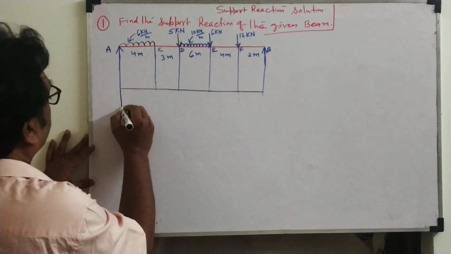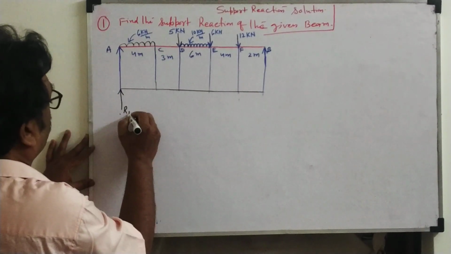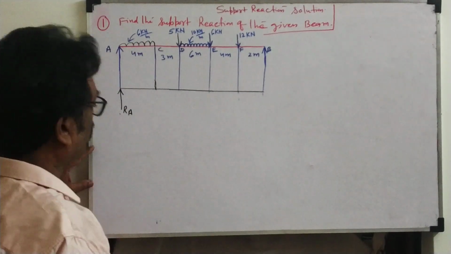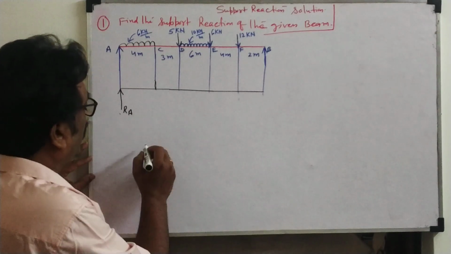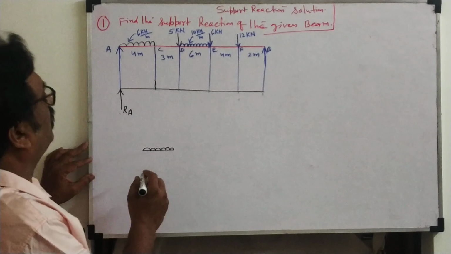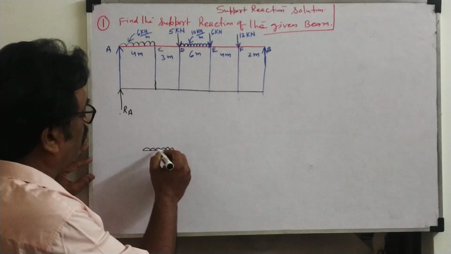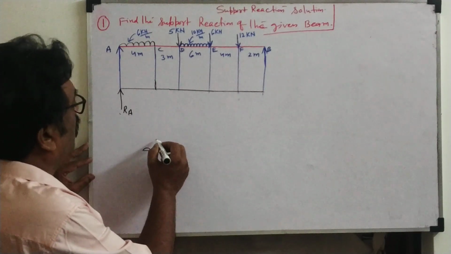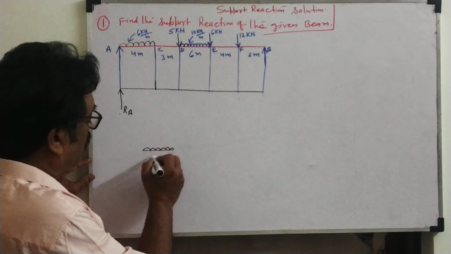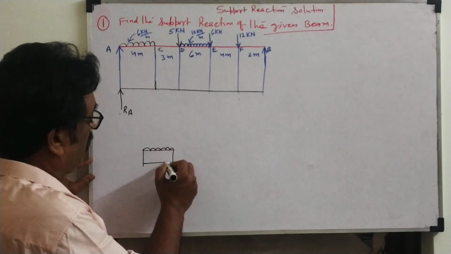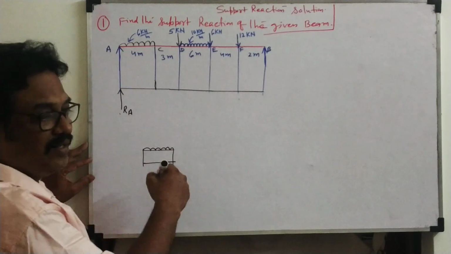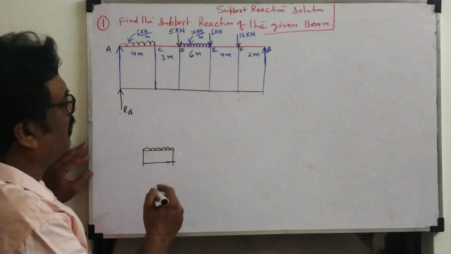So this is RA, the support reaction at point C. In between, a UDL is there. Regarding the UDL, we already discussed in the previous video, uniformly distributed load means load per unit length. Suppose this load is converted into a point load, where will that load act? This load will act at the center of gravity point.